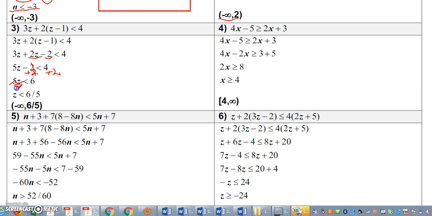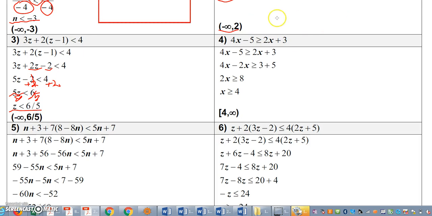If I can write that for you, that's ugly. But anyway, I'm dividing both sides by 5. So when I divide 5z by 5, I get z, and then 6 divided by 5 is 6/5. And then so z is less than 6/5. And in interval notation, that would be negative infinity, comma, 6/5 with parentheses.